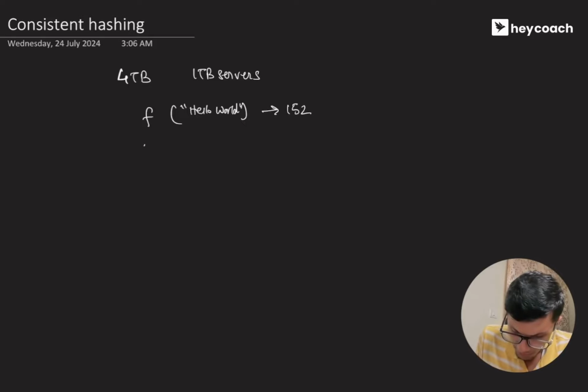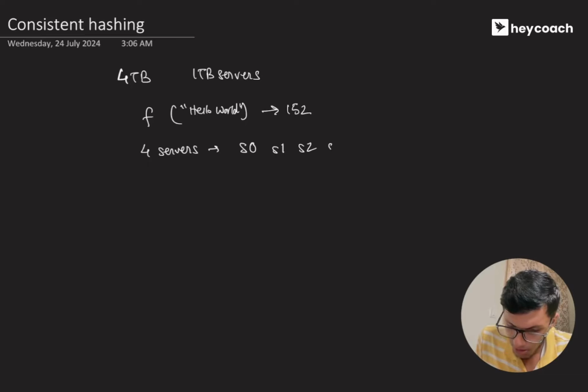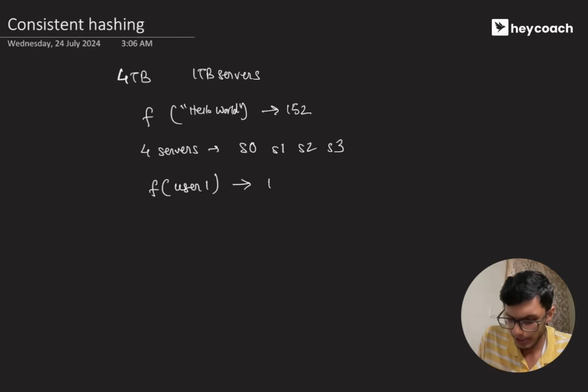Let's say we have 4 servers. It's S0, S1, S2 and S3. Okay, and we have millions of users. So now what we do, we compute the hash value for each of the users. Let's say for the same function, we compute the hash value for user 1 and we get some data. Let's say 152 for example.